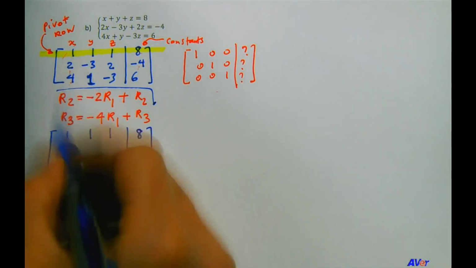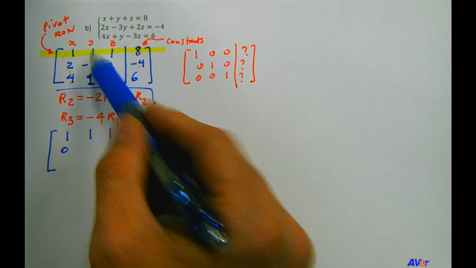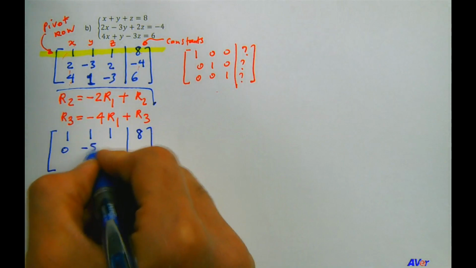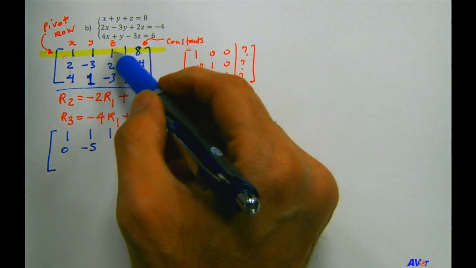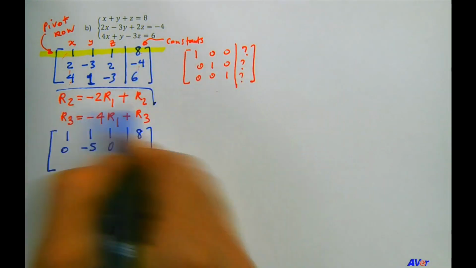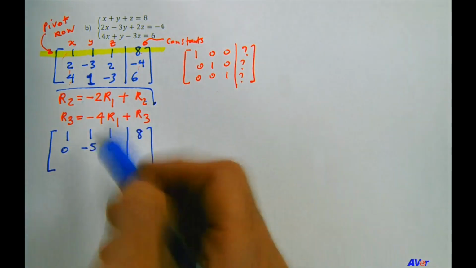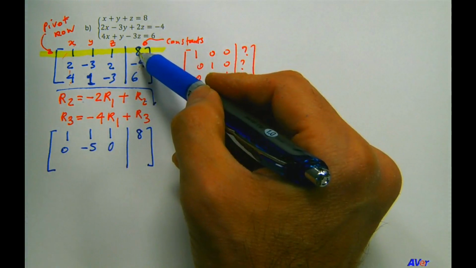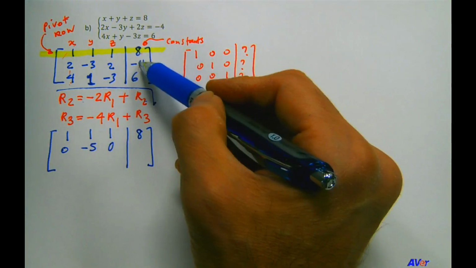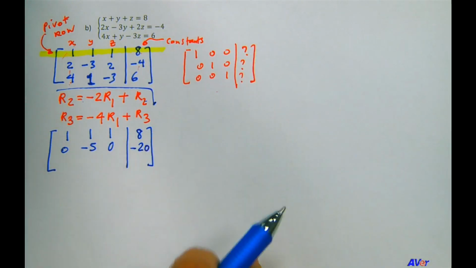Plus 2, 0. Minus 2 times 1 is minus 2. Plus negative 3, negative 5. Minus 2 times 1 is minus 2, plus 2, 0. Notice I'm just carrying out this operation. Minus twice times row 1 plus row 2. Minus 2 times 8 is minus 16, plus row 2 is minus 20. Right? I hope this is so far what you have on your paper.